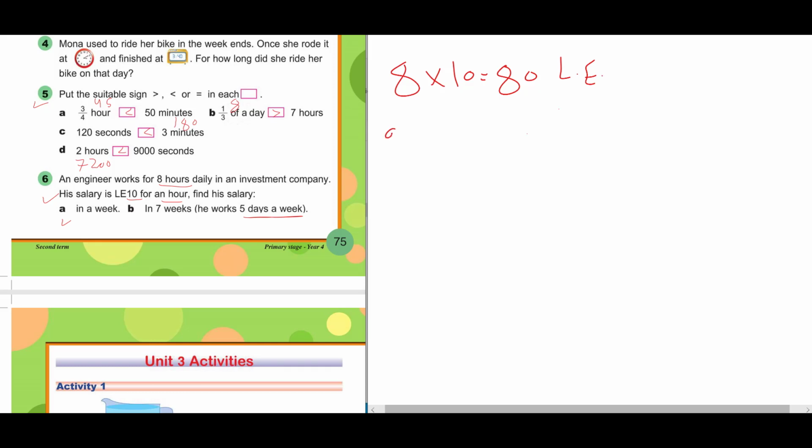Letter A, in a week. He works 5 days in a week, so you have to multiply 80 times 5 equals 400 pounds. Letter B, in 7 weeks, you have to multiply 400 pounds times 7 equals, put 2 zeros, 4 times 7 equals 28, 2,800 pounds.